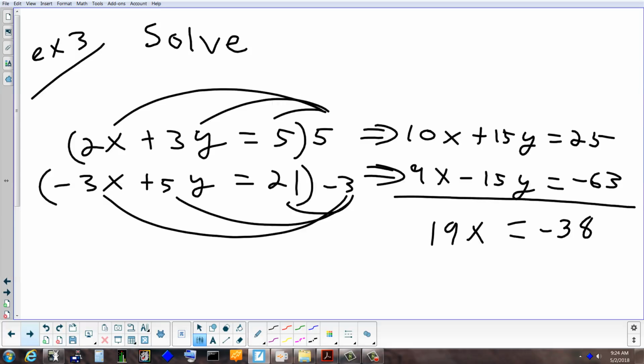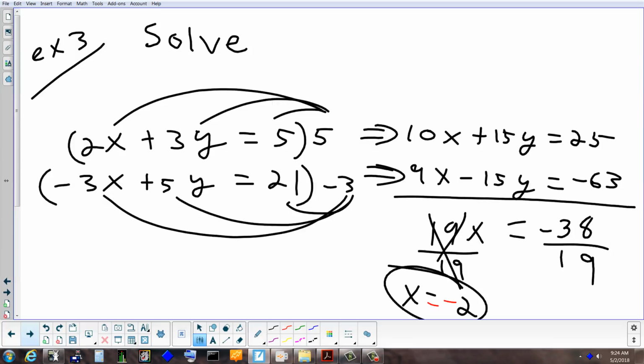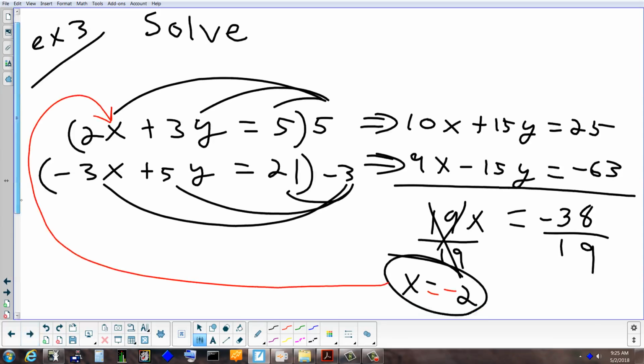And now we're at the last step. So to get x by itself, Shauna, what would I finish up with? Divide by 19. And Dylan, that tells me that x is -2. And now this is where we do the substitution. Pick either equation, plug it back in. I would probably pick the top one, because the numbers are a little smaller, and then solve for y.